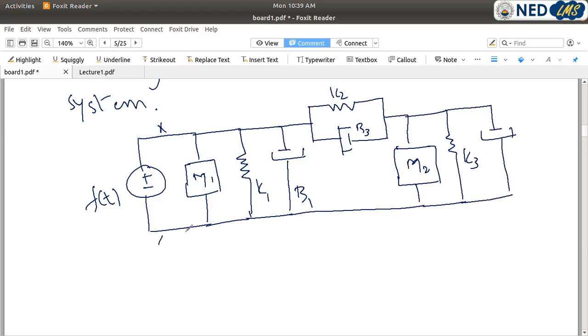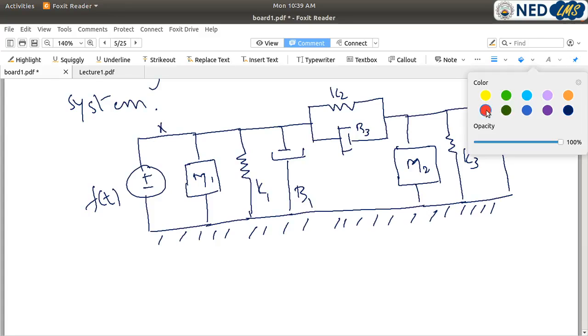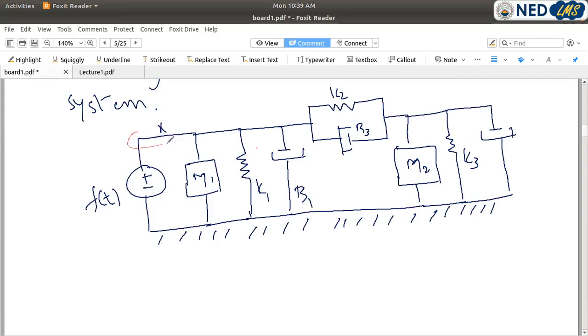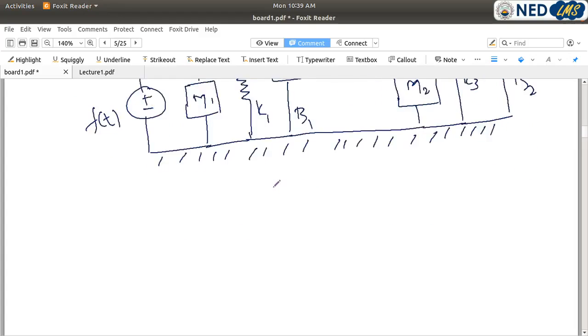Now this is the equivalent network for the given mechanical system. This whole node represents x1, and this whole node represents x2. This is x1 and this is x2. This is b2.